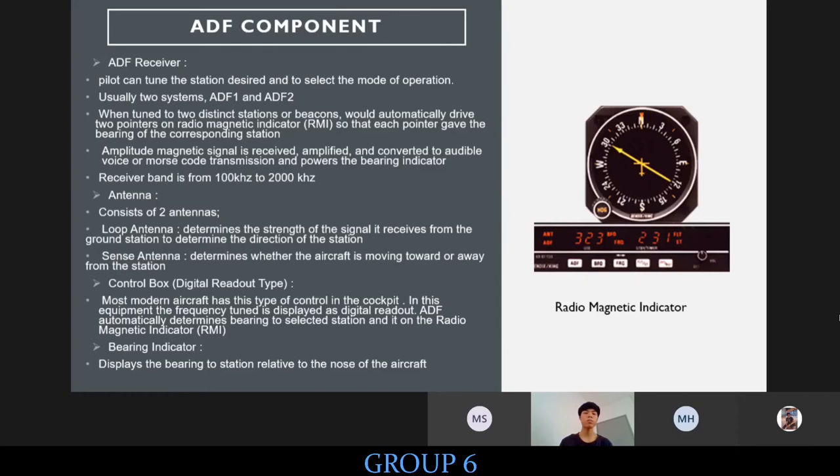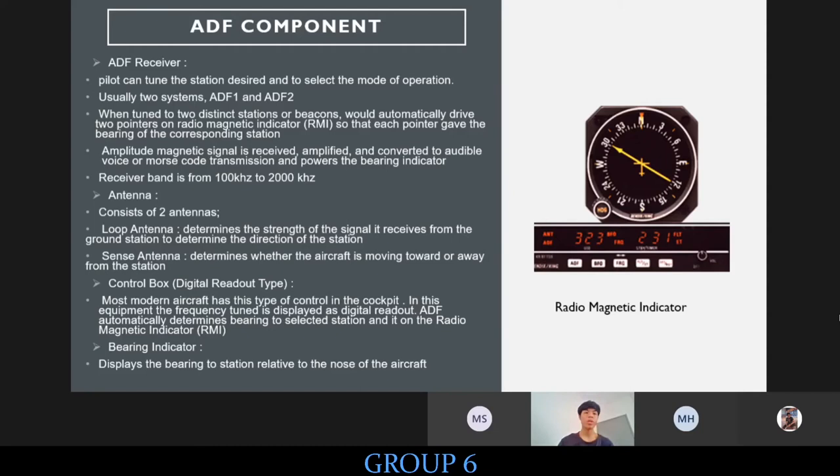Okay, basically the ADF consists of four components, which are the ADF receiver, antenna, control box, and bearing indicator. Okay, first, the ADF receiver. The pilot can tune the desired station and select the mode of operation. To navigate using the ADF, the pilot tunes the receiving equipment to a ground station known as an NDB, which means non-directional beacon.